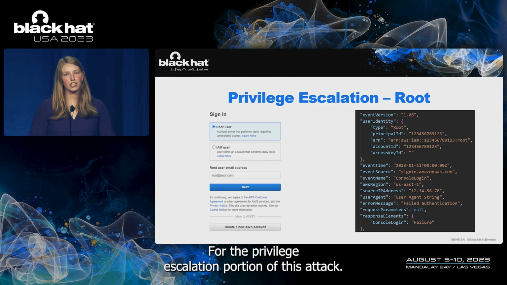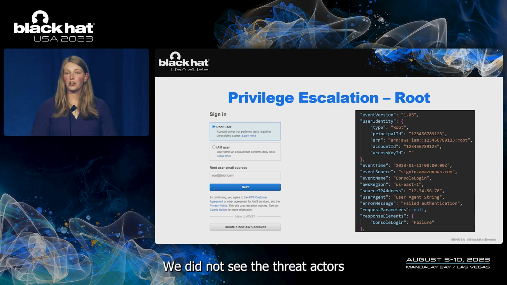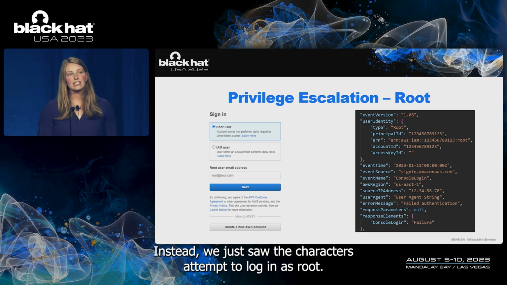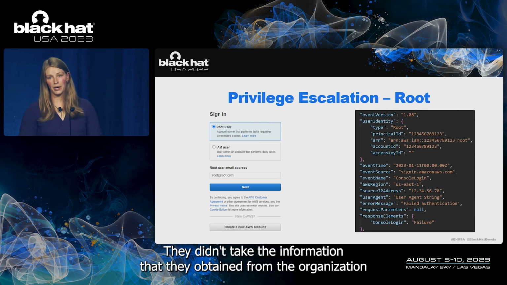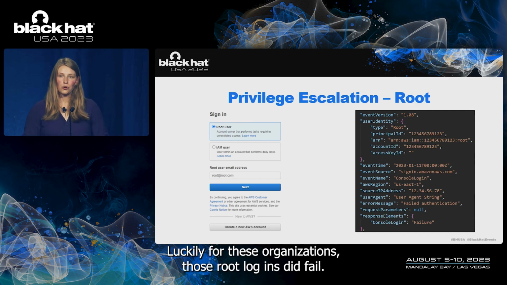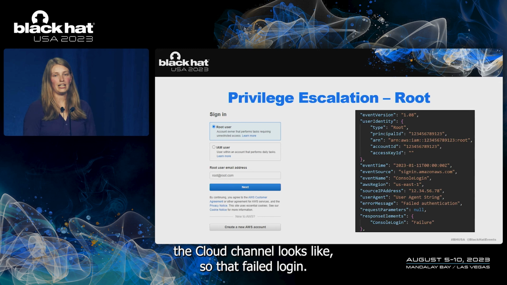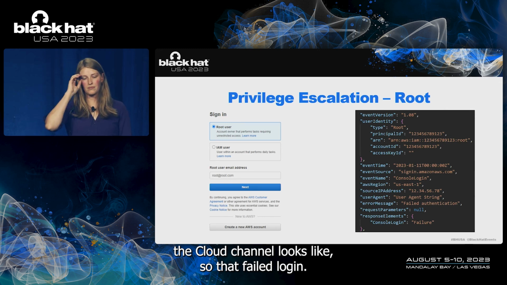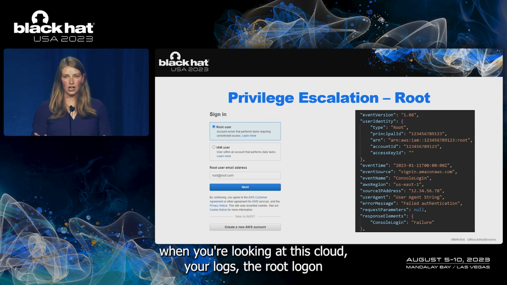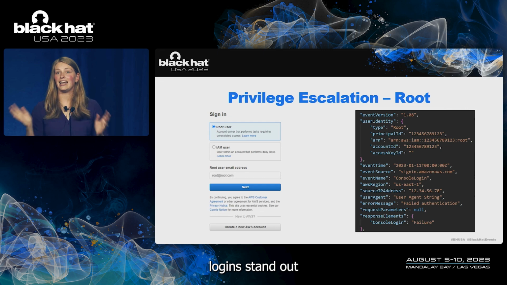For the privilege escalation portion of this attack, we did not see the threat actors try to create new IAM users like we have seen in other cases. Instead, we just saw the threat actors attempt to log in as root. They did take the information that they obtained from the organization API calls, and they used that to try to log in as root. Luckily for these organizations, those root logins did fail. I've included an example of what the CloudTrail looks like for that failed login. And luckily for us as incident responders, when you're looking at these CloudTrail logs, the root logins stand out.